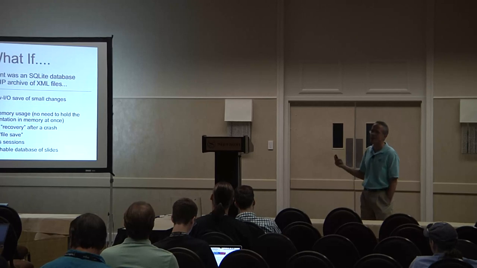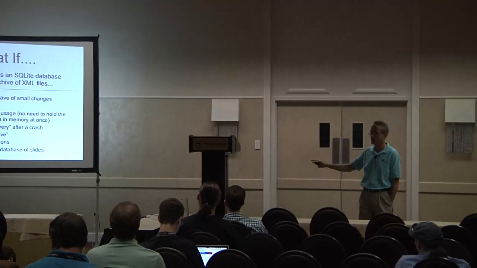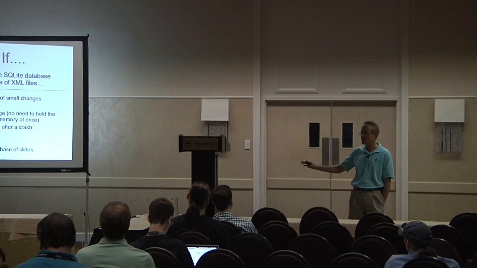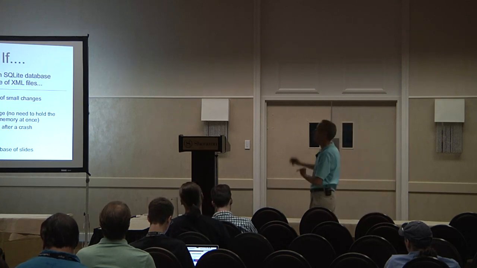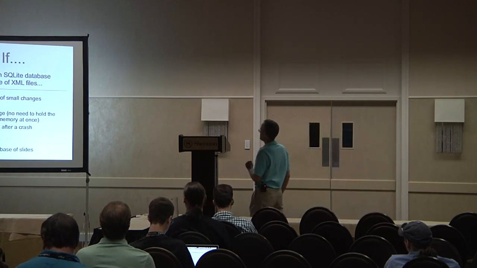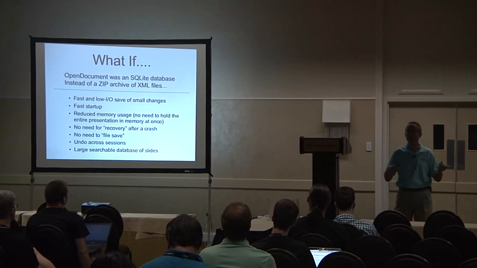What if instead of doing that, they had done it with an SQLite database? Now, to be fair to OpenOffice, their file format has existed longer than SQLite. So this is not that they made a bad choice. But what if it were that way? SQLite would give you the fast, low I/O saves.